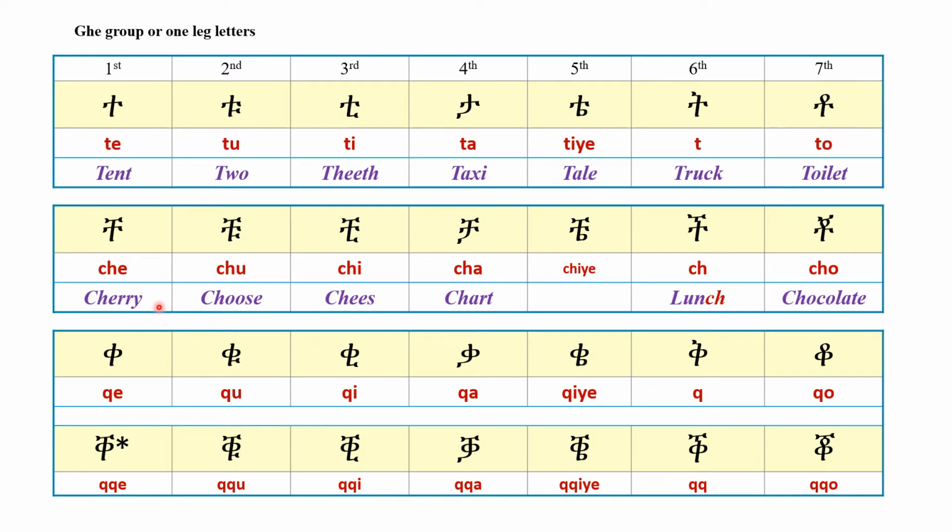Che, like cherry. Chu, like choose. Chi, like cheese. Cha, like chart. Che, like lunch. Cho, like chocolate. Ke, ku, ki, ka, ke, k, ko. Re, ru, ri, ra, re, re, ro.